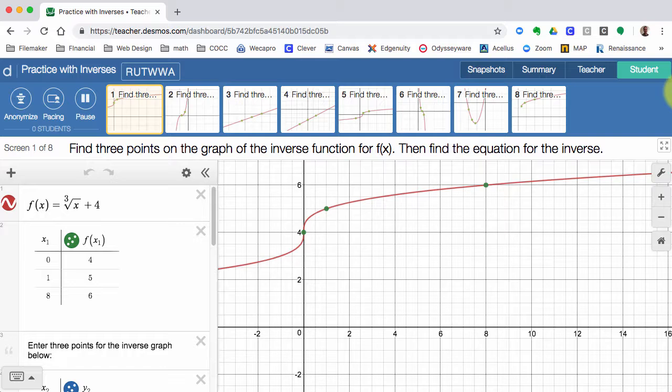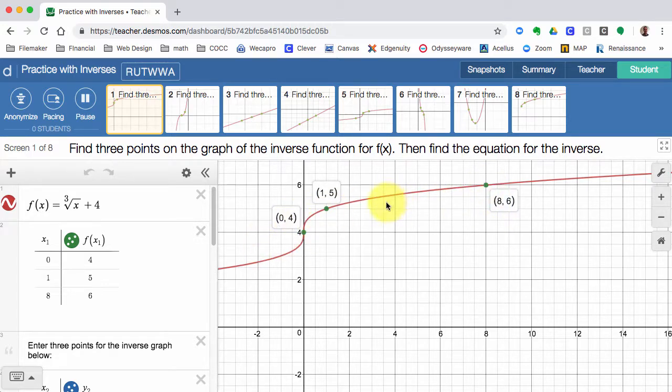So we're going to learn how to work with inverse functions, recognizing inverse functions, and thinking about graphs and equations and the relationship between the two. Okay, here I am on the first slide. Find 3 points on the graph of the inverse function for f of x, and then find the equation for the inverse. So here I can see I've got f of x equals the cube root of x plus 4, and there's some points I'm given there, right? I can see the points on the graph right there, and the function that goes through.